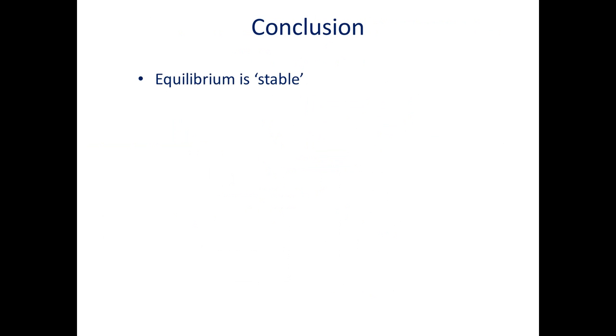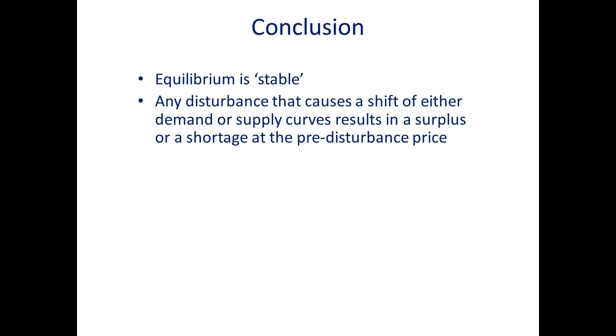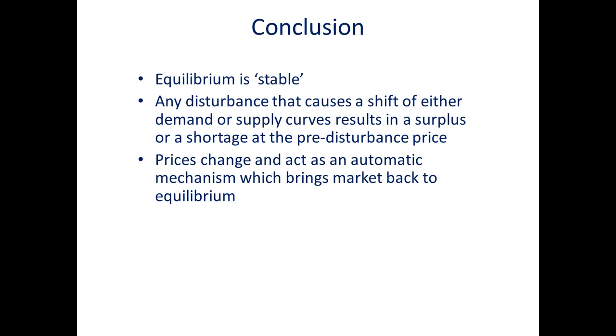So what conclusions can we reach? Well, markets are stable. What does that mean? It means that any disturbance that causes a shift of either demand or supply curves will result in a surplus or a shortage at the pre-disturbance price. The stability is brought about because prices change and they act as an automatic mechanism to bring the market back into equilibrium.